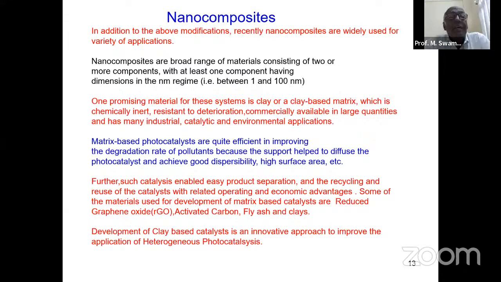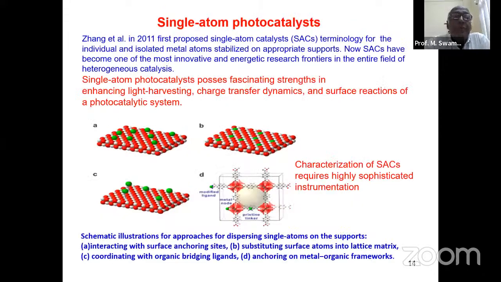And again, there is a report from 2011 in which they proposed the formation of single atom photocatalysts. Actually, a single metal atom or single atom metal oxide has been prepared and then stabilized on some supports, some matrices. So they are found to be very, very efficient. The single atom photocatalyst possesses some strengths in enhancing the light harvesting and also the charge transfer dynamics and surface reactions of the photocatalytic system.